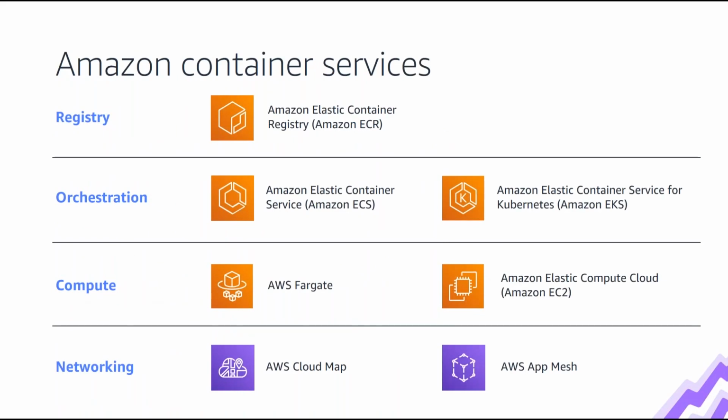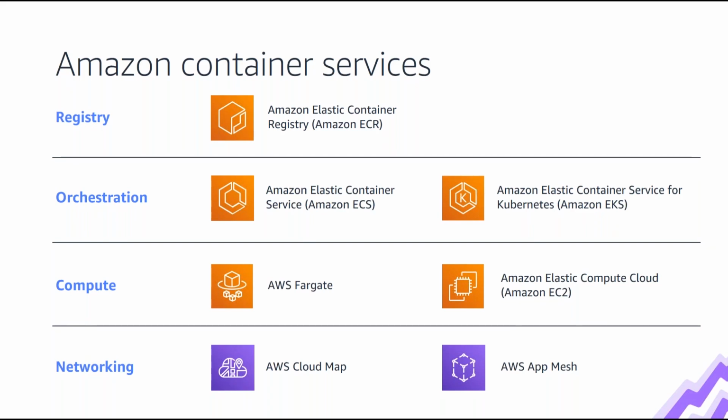So AWS has a number of services and features to help organizations transition into modern application development. For registry, we have Amazon ECR, which is a private repository for containers within your account. For orchestration, we have Amazon ECS and Amazon EKS. EKS is a Kubernetes-based service. For compute, we have AWS Fargate, which is a serverless compute service for running containers without having to manage and maintain the underlying operating system.